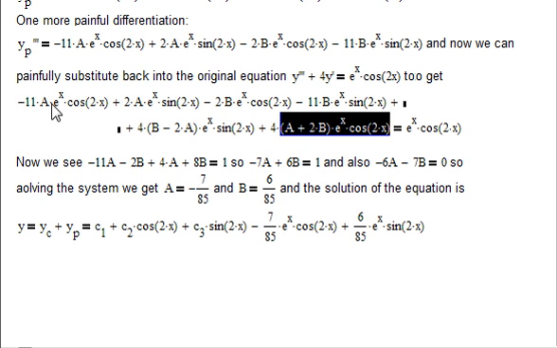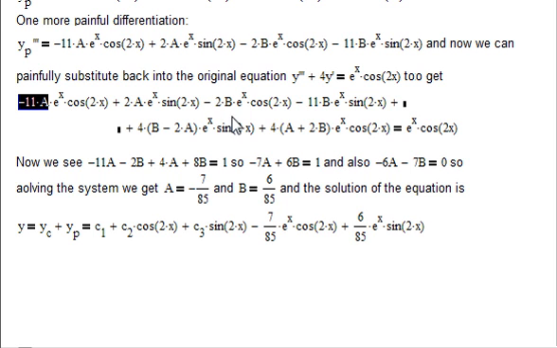So that means if we look at the e to the x cosine of 2x terms, we got negative 11a, we got minus 2b, and we also have positive 4a and a positive 8b, e to the x cosine of 2x. So that means we got negative 7a plus 6b equal to 1. That's what's on this side.